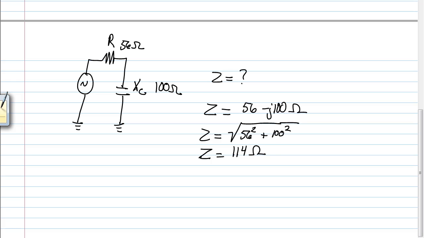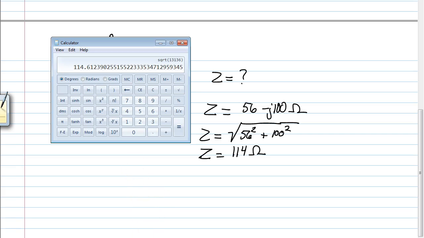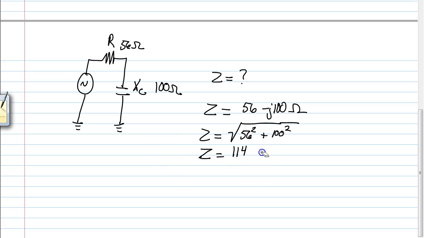Is it making sense? Well, I think it's 114.6, so if you want to be exact, it might be 115 ohms. If we round, it's 115. It's actually what the book gets. Questions? So far, so good? So that's the answer there.